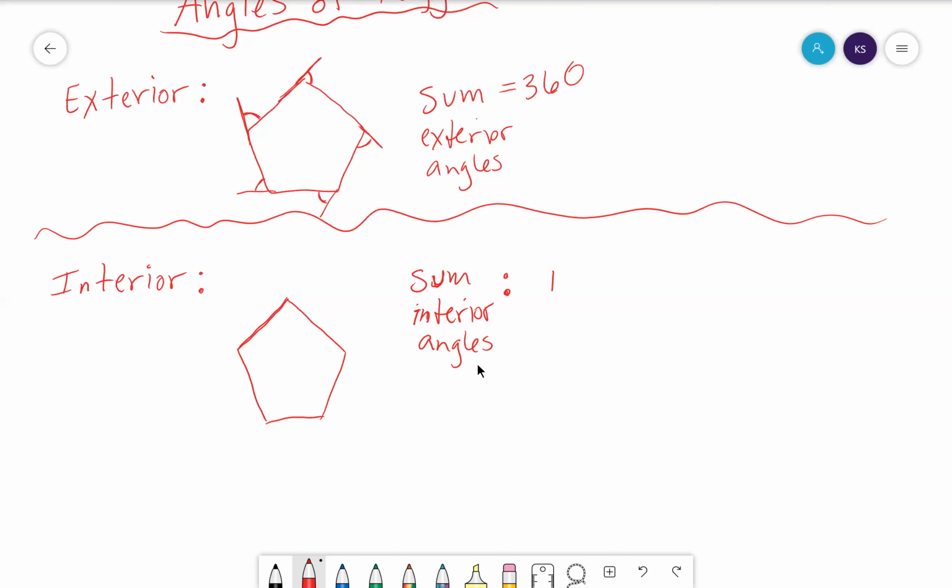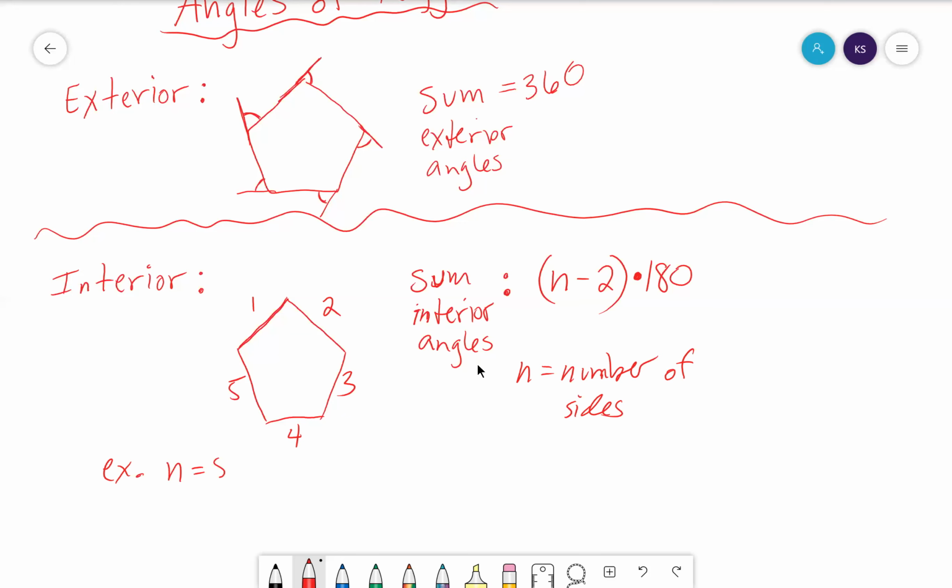Okay, it's n minus 2 times 180. Okay, and n is the number of sides on your polygon. Okay, so for our example here, 1, 2, 3, 4, 5. This is a pentagon, so we have 5 sides.